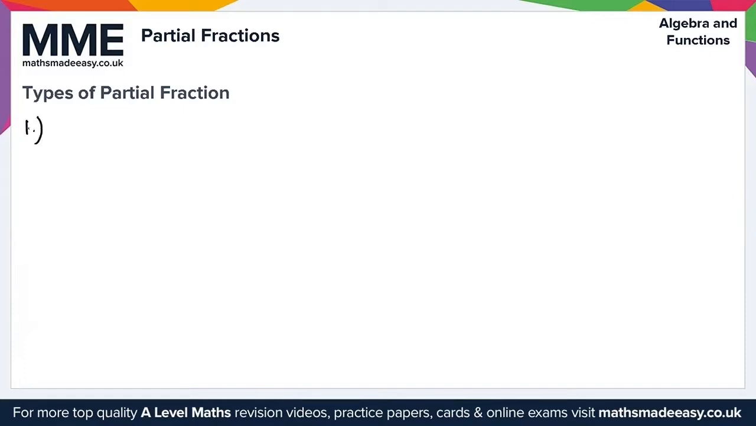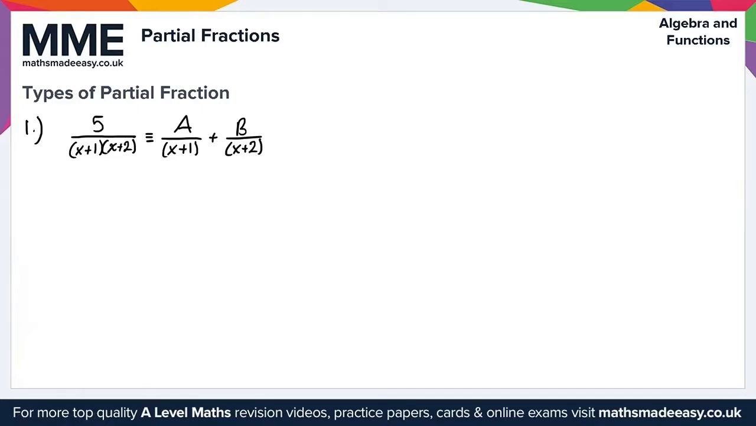So for example, we could have 5 over x plus 1 times by x plus 2. We could equivalently write this as A over x plus 1 plus B over x plus 2. Okay, so that's the most basic case there.